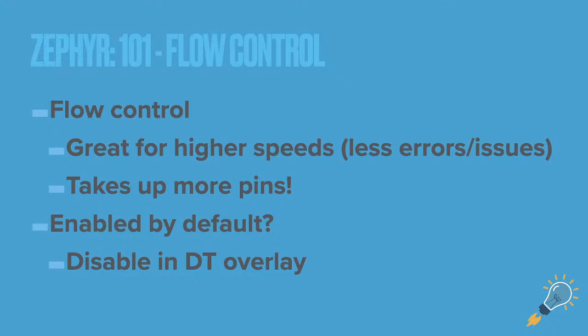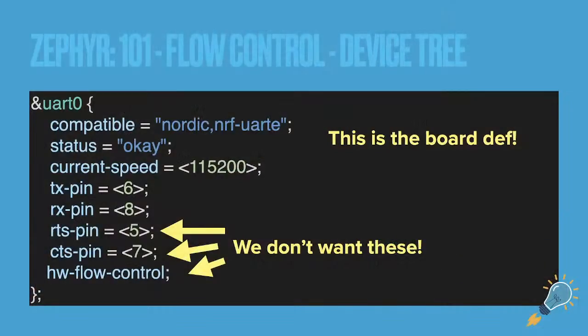But big thing is if you don't have flow, or if you don't have the pins, then you can't use flow control. So we got to get rid of those pins. And in some cases, it might be enabled by default, and this is something you have to figure out and look at the device tree and see what's going on with your particular board, whether or not it needs to be enabled, disabled, so on and so forth. So one thing that we can do is just disable it in a device tree overlay, and we'll be jumping into that right now.